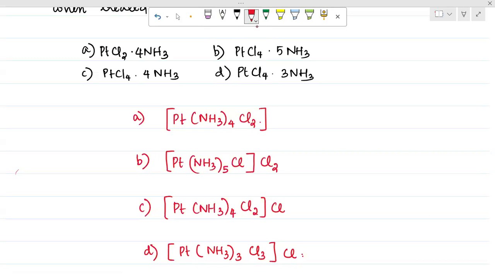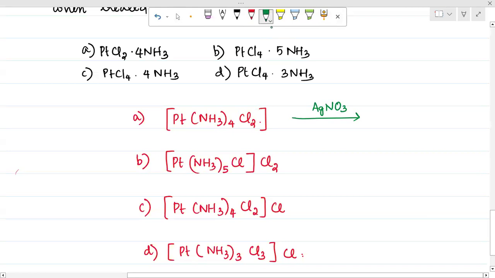So the question is, out of these, when you add AgNO3 to the system, we know that AgCl will be precipitated. But will the Cl which is present inside the coordination sphere precipitate? No. Why? Because it's not ionizable. So here there won't be any reaction because there are no chlorines that are outside the coordination sphere.